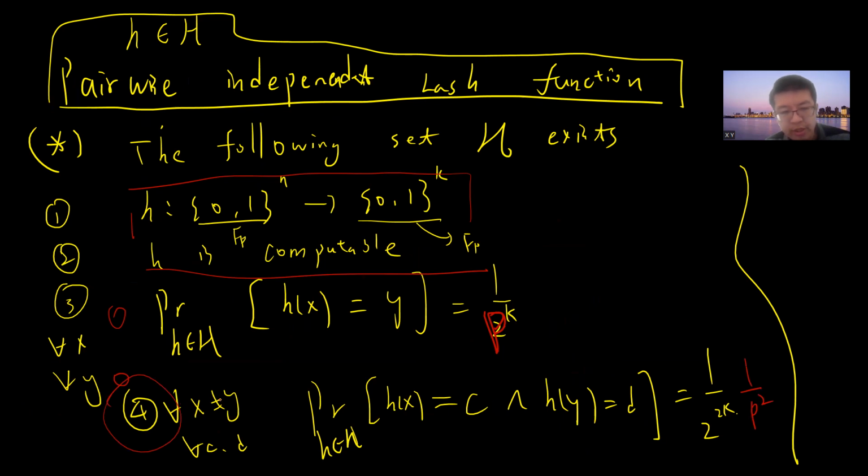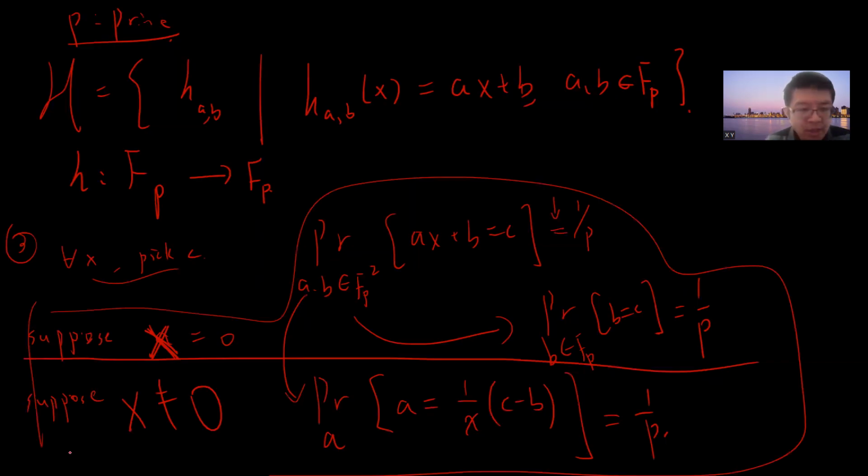Okay, so for any x different from y, for c, d, probability of h belongs to H, h of x equals to c, and h of y equals to d is 1/p squared. Okay, so this proof should be very simple, right? So I'm going to solve ax plus b equals to c, and ay plus b equals to d, and then solve for a.